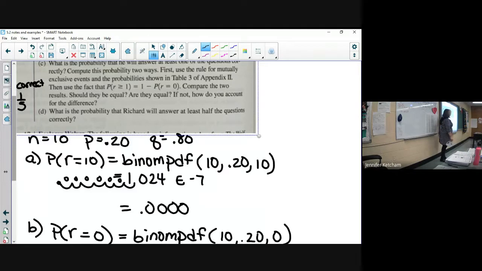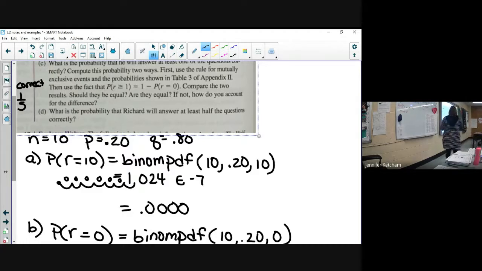The two answers from the table and the formula, could they be equal? No. Right? Are they equal? You could check, right? And if not, it says, how do you account for that difference? We talked about this. Your table only goes up to 3 decimal values, yes? When we do them in the calculator, we can get many more decimal places, and those rounding errors can alter your answers ever so slightly.